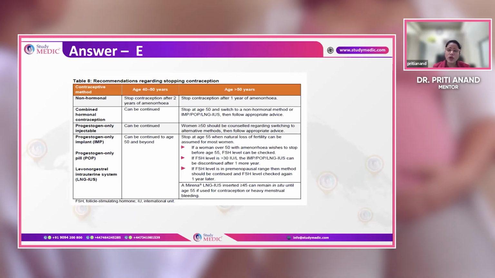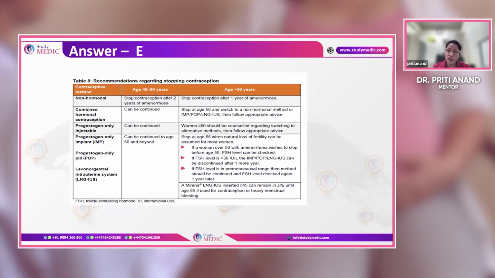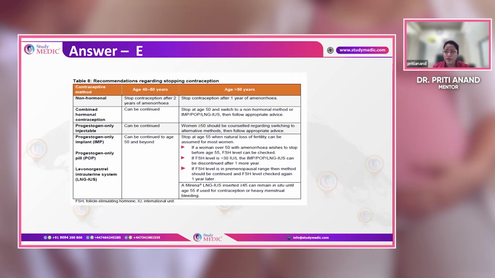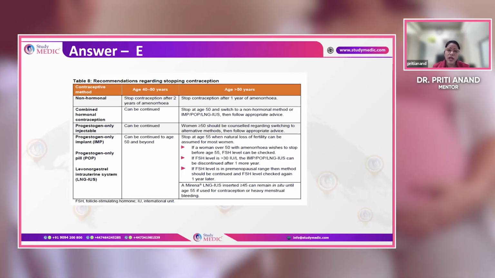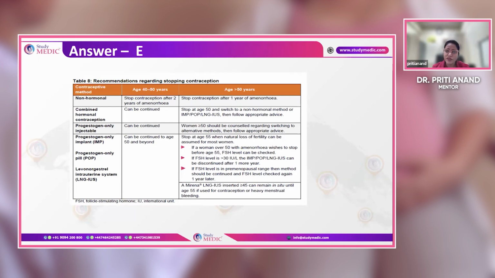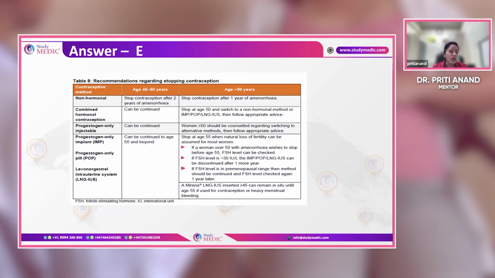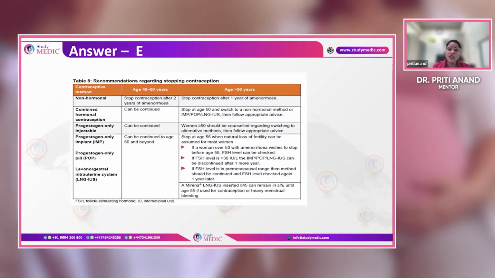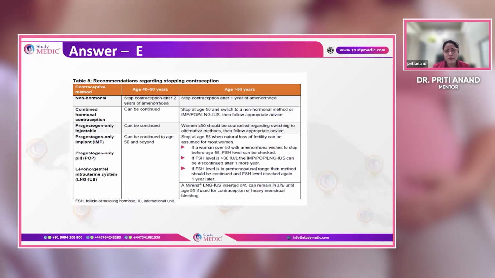Whereas CHC and DMPA need to be continued till 50. After 50, you need to stop them and change to implant, POP or LNG-IUS if the patient wants to continue some contraception. If the patient is on implant, POP or LNG-IUS, they have to take it at least till 50. After 50, if they want to stop because they are amenorrheic, you can check the FSH level. If it is more than 30, you can stop it, whatever she's taking, 1 year from the test levels.